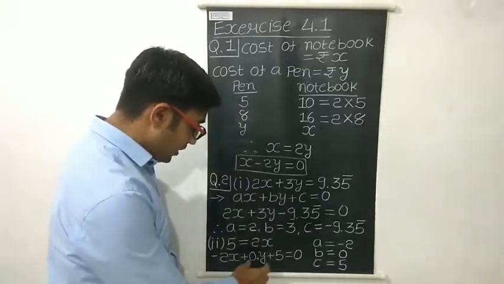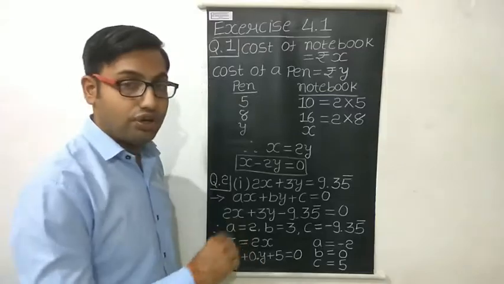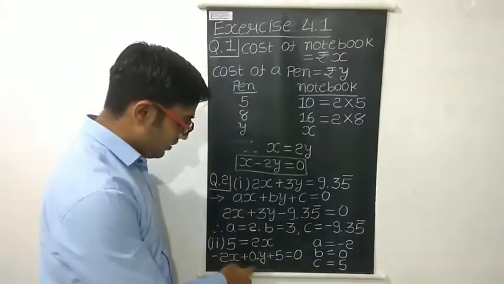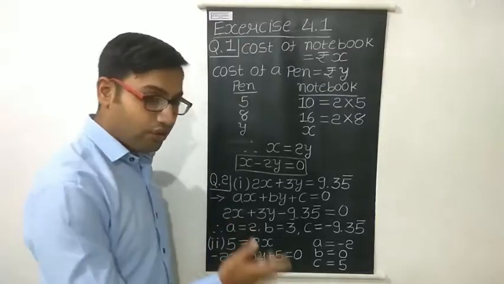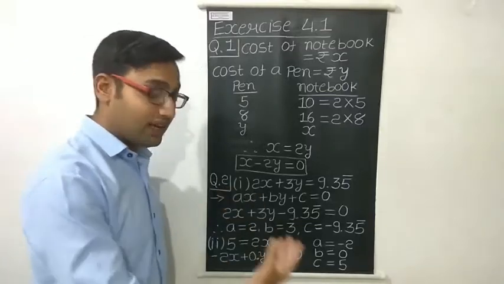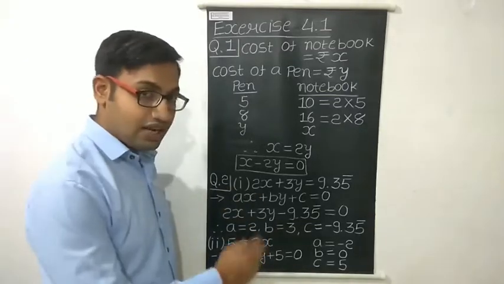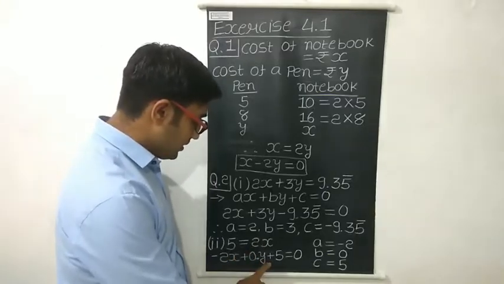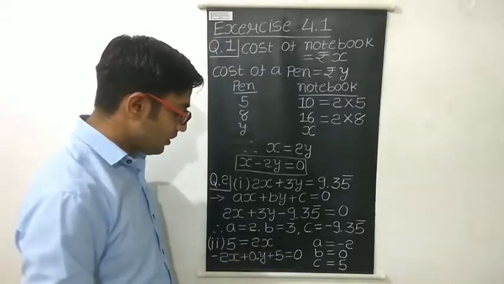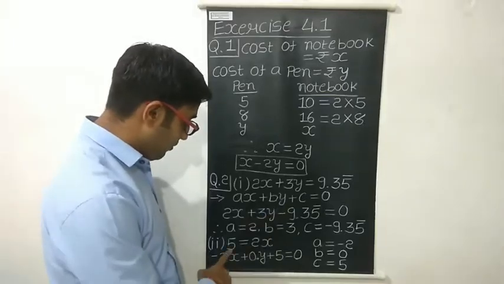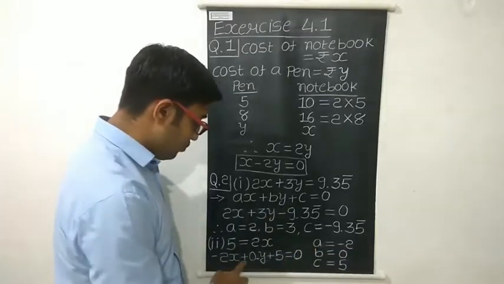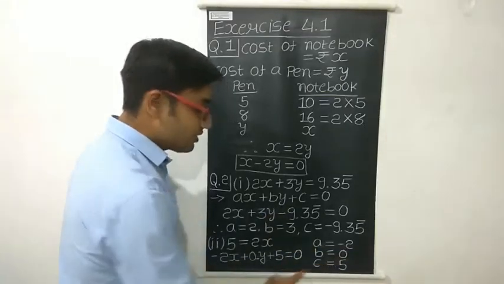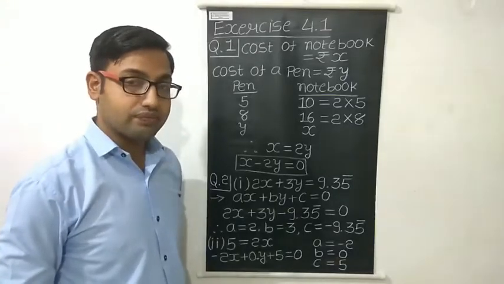So we can write it as plus 0 into y. Plus 0y means that the total value is 0, but we are just representing it in the form of x and y. That is why we take it as 0 into y. And plus 5 remains as it is, total equal to 0. Now by comparing it with the standard form, we get a is equal to minus 2, b is equal to 0, and c is equal to plus 5.